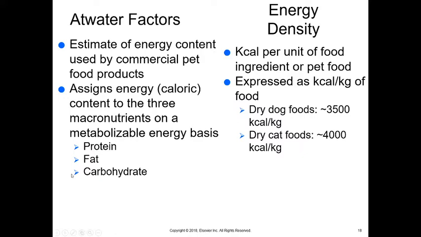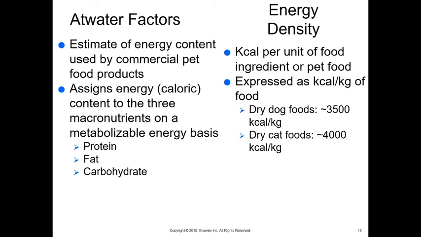There's something called Atwater factors. It's an estimate of energy content used by commercial pet food products. And what it does is it assigns an energy or caloric content to the 3 macronutrients on a metabolizable energy basis. So Atwater factors are published numbers that will assign energy to the proteins, the fats, and the carbohydrates, and what types of proteins, fats, and carbohydrates, so that companies can more easily have an answer to what is the metabolizable energy of these ingredients within the food.